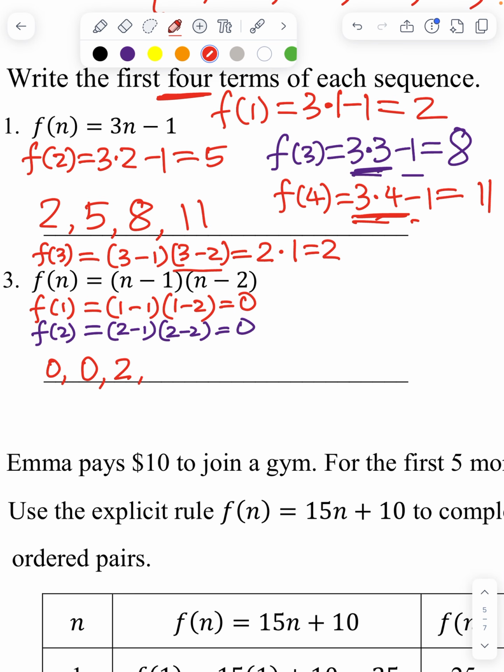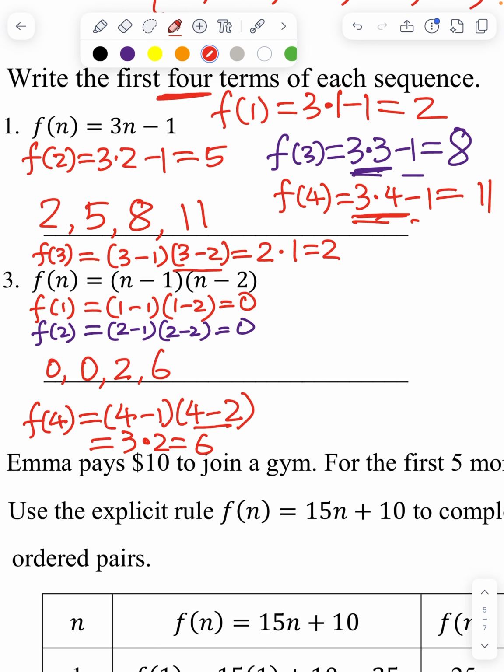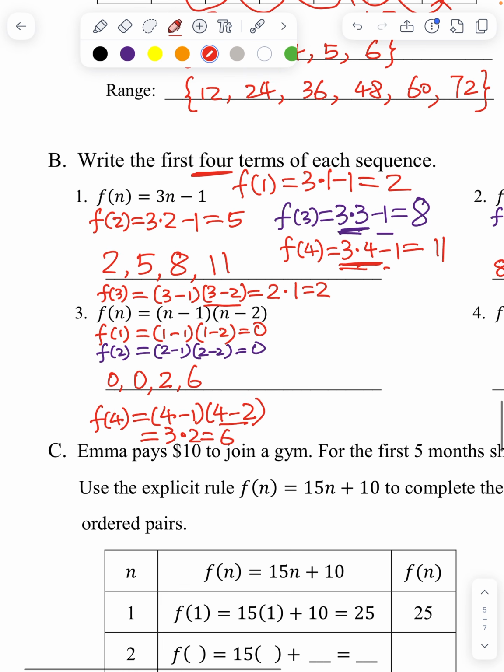Last one. The fourth term. So 4 minus 1 times 4 minus 2. 4 minus 1, that's 3. 4 minus 2, that's 2. This is 6. Yeah. 0, 0, 2, 6. That's number 3.